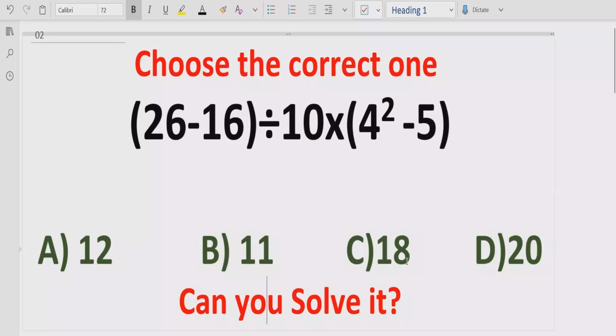Today we will solve another quiz which is related to arithmetic expression. The quiz contains the basic operations minus, multiplication and division. So we have to solve this quiz using the PEMDAS and BODMAS method and find out which answer is correct. In the answer list we have 4 answers: A is 12, B is 11, C is 18 and D is 20. So let's see after solving it which answer is correct.